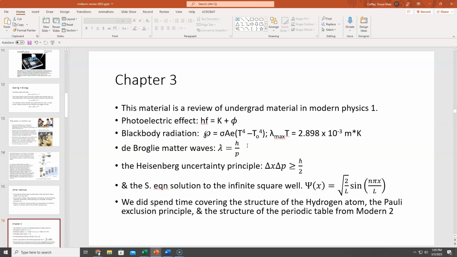And remember that the greater than or equal to comes from the fact that a Gaussian wave packet has the minimum possible uncertainty, which is equal to h bar over 2. And every other kind of wave packet is going to have greater than that uncertainty.